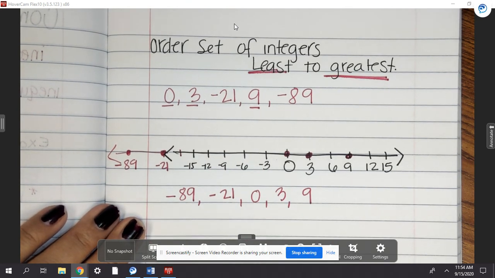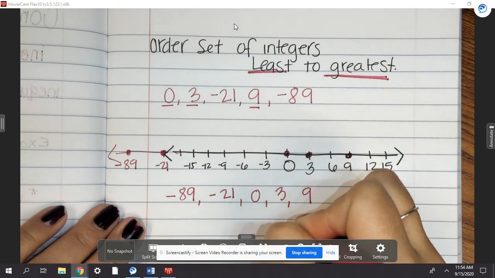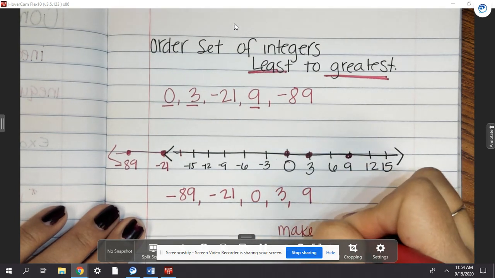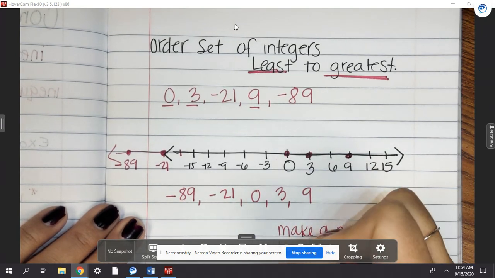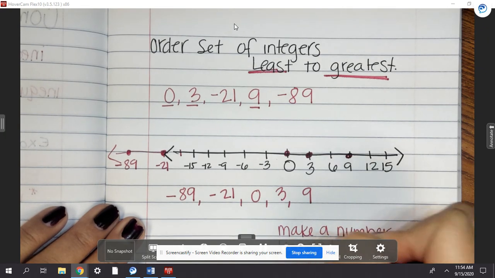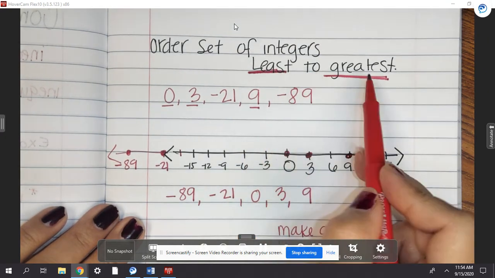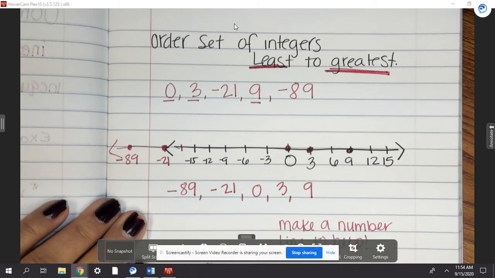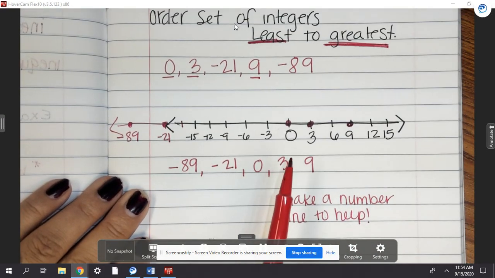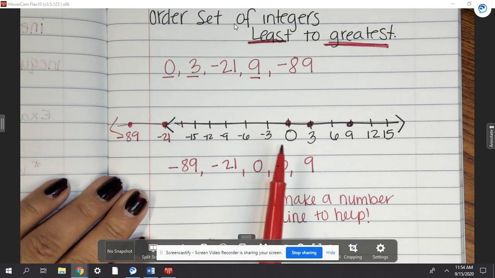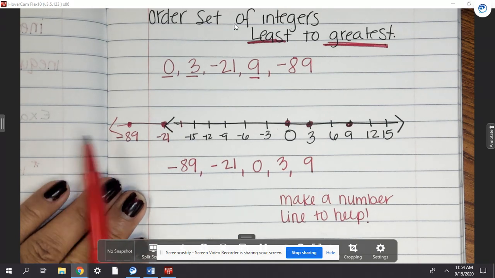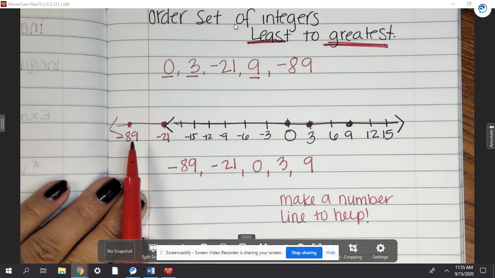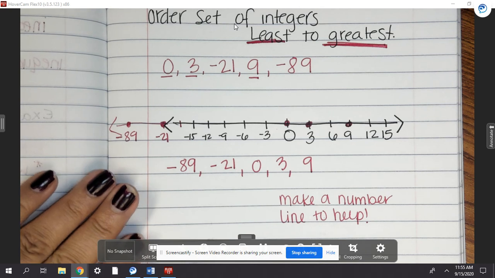Now, again, I highly suggest that you make a number line, or you can use the ones that I gave you. Now remember, this was least to greatest. Sometimes you might see greatest to least. So make a number line to help you, because if you can find these integers on the number line, it's easy to see which one's the smallest. Remember, the further left, even though that number 89 looks bigger, since it's got that negative symbol, it's actually the smallest integer. And that's all.